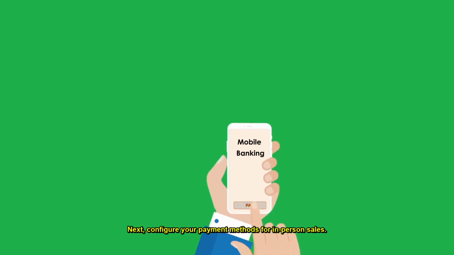Select location to add a new location for your pop-up shop. Enter the name and address of your pop-up location. Save the location details. Next, configure your payment methods for in-person sales.